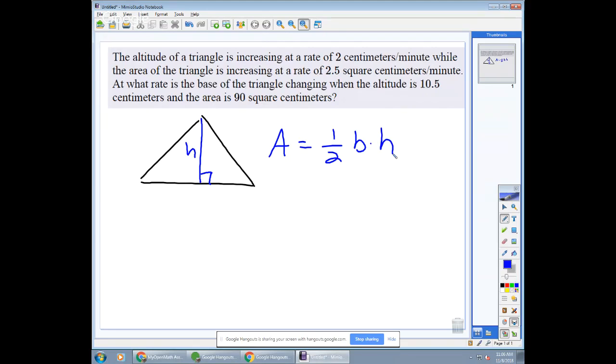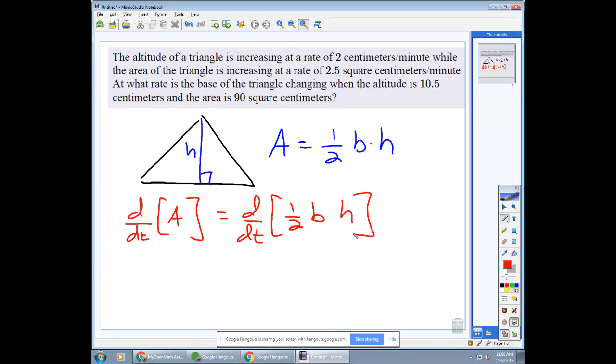So next we'll differentiate with respect to time. So d/dt of A versus d/dt of 1/2 BH.